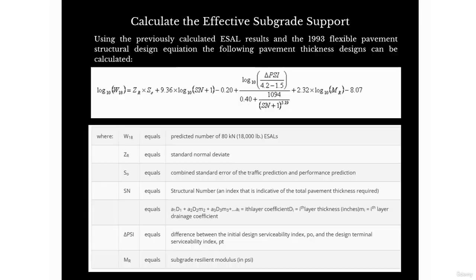Let's move on. And then you come to the big equation. So then you calculate the effective subgrade support using this equation. You punch in everything and you find out W18, that's the predicted. So you check if your predicted is close to what you got. If it's not, you go back and do the process until W18 is closer to what you predicted previously in the previous slide. That's the objective. So when those numbers are within 5% of each other, you got it.